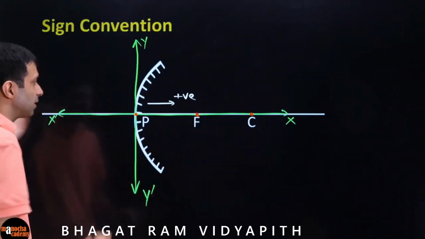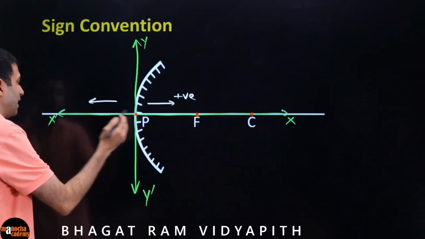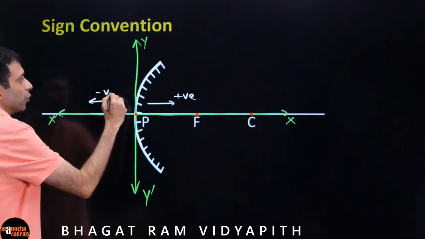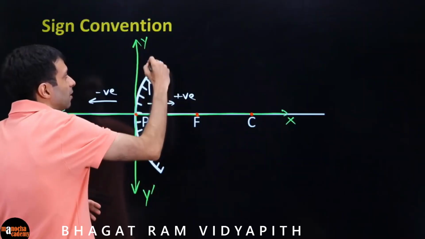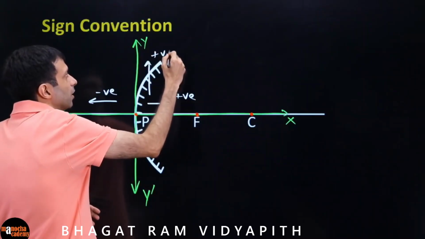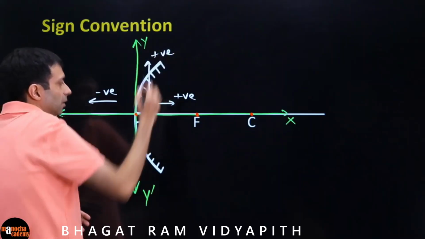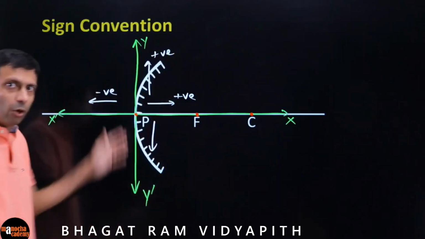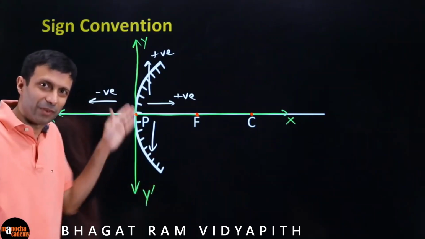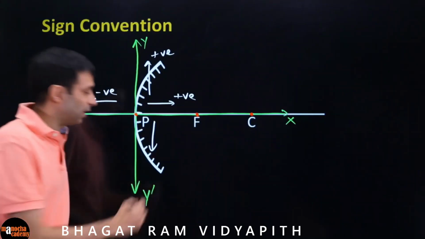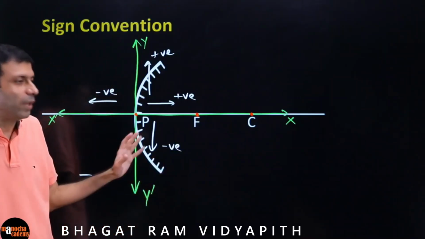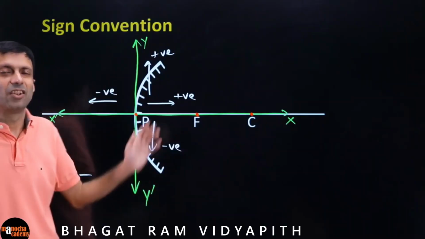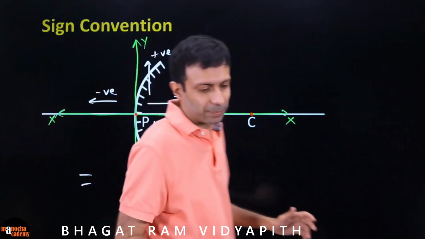Now if you are measuring distances this way, along the negative x-axis, negative for sure. If you are measuring heights above the principal axis, definitely positive, because positive y-axis. If you are measuring below the principal axis, you're going down here, definitely they'll be negative. So this is important. Always draw this axis. You'll never forget the sign convention.